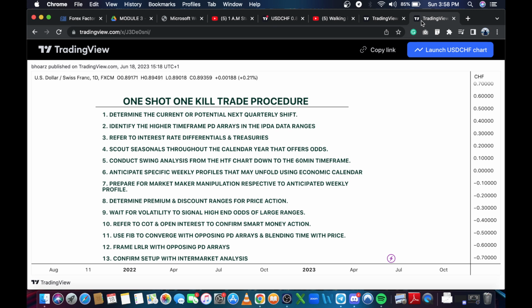So essentially what I'm saying is you can use seasonal tendencies to determine the relative strength of an asset. Okay, in addition to what I taught you.